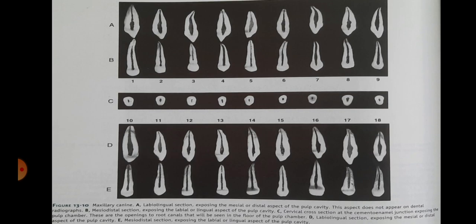The pulp chamber and canal are often centered within the crown and the root. You can see this in figure 13.10 C1, 3, 4 and 9. You can appreciate this clearly in 1, 3, 4 and 9. The pulp chamber and canal are often centered within the crown and the root.